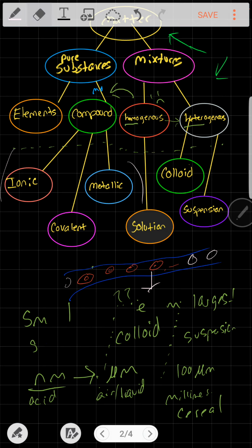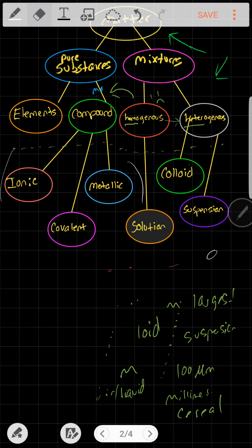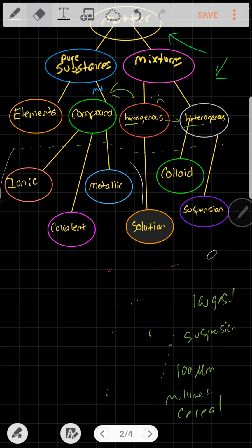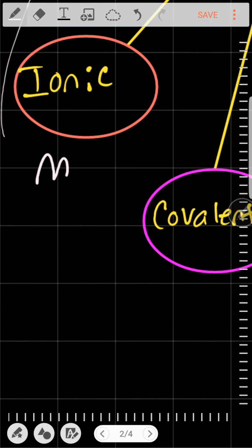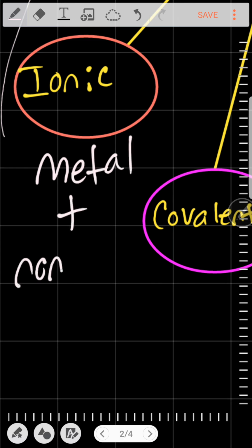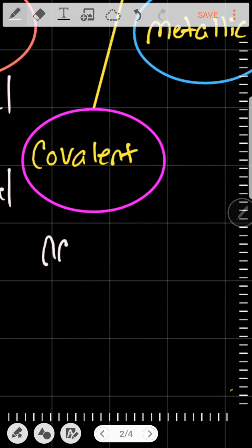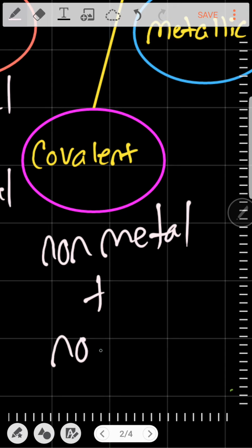And if you want to know the easiest way to figure that out, it's really nothing special. If it's a metal mixing with a non-metal, it's going to be an ionic compound. So let me erase all this, and we can go to this part right here. If I have a metal and it has to chemically bond with a non-metal, it's going to form an ionic compound. A covalent compound is going to be between a non-metal and another non-metal.